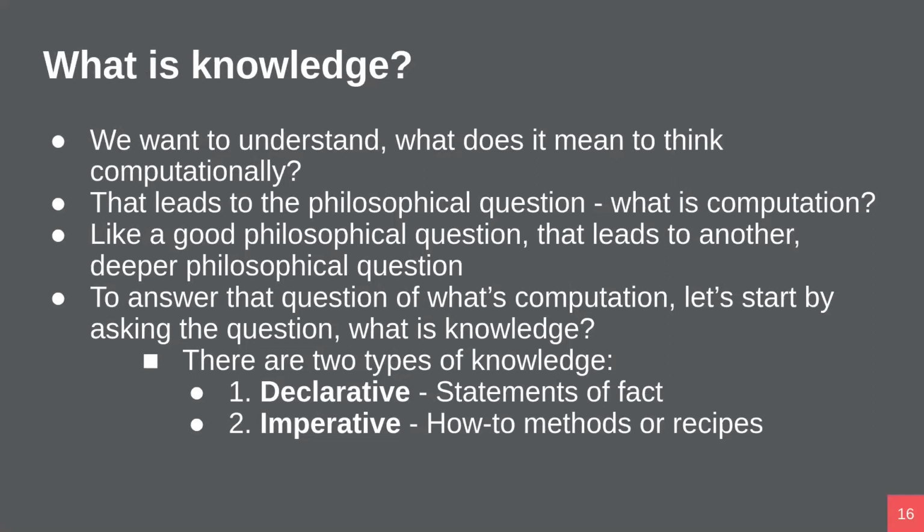And when we think about knowledge or knowing things, that can actually be broken into two categories. So there are two types of knowledge. The first type of knowledge is called declarative knowledge. And declarative knowledge is statements of fact. And the second type of knowledge is called imperative knowledge. And imperative knowledge is how-to methods.